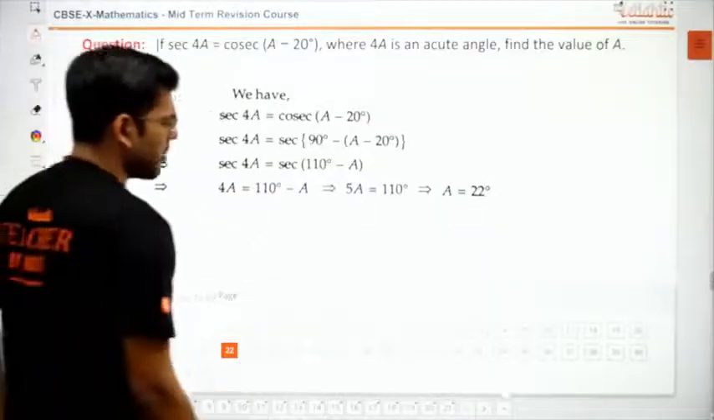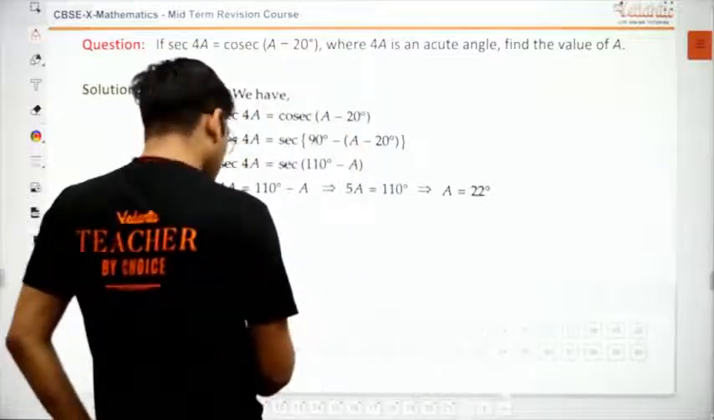I'll show you the answer also. 22, the answer is the same way. Now moving on to the next question.